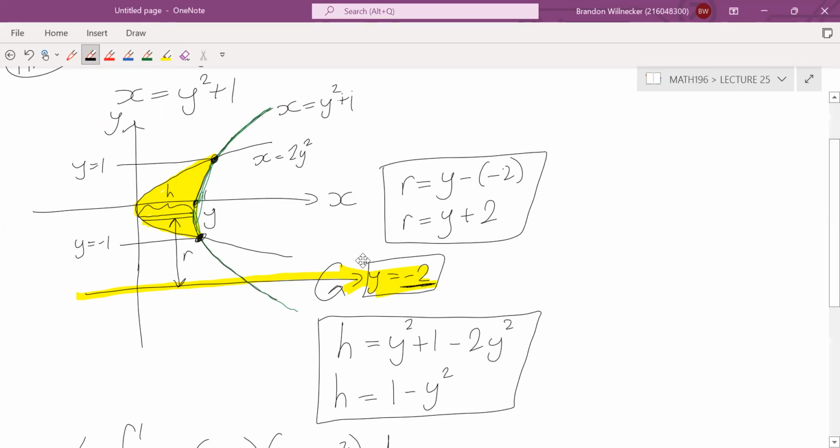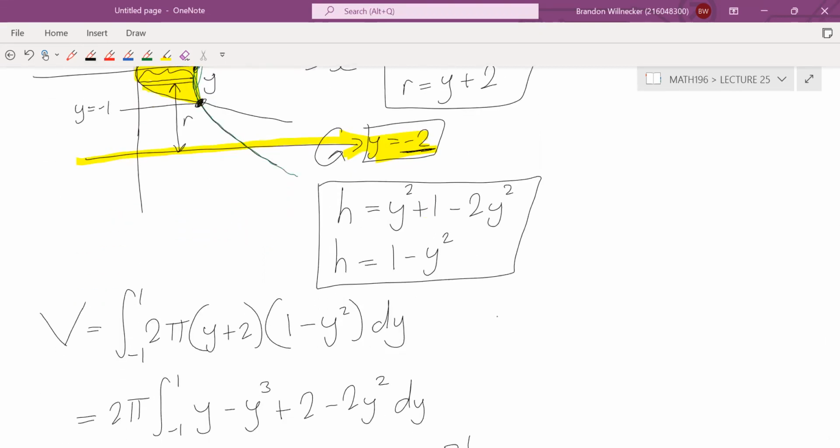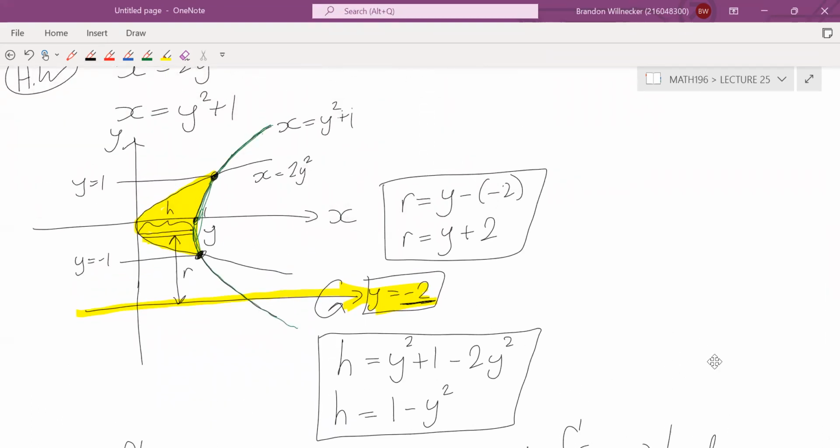And then the height is exactly the same as we had before. It's the upper function, which is y squared plus 1, minus the lower function, which is 2y squared. That gives us the height. And then the rest is exactly the same. So volume is the integral, -1 to 1, 2 pi r, that's the circumference, times h dy. Exactly the same as what we've had before. Any questions on this one?